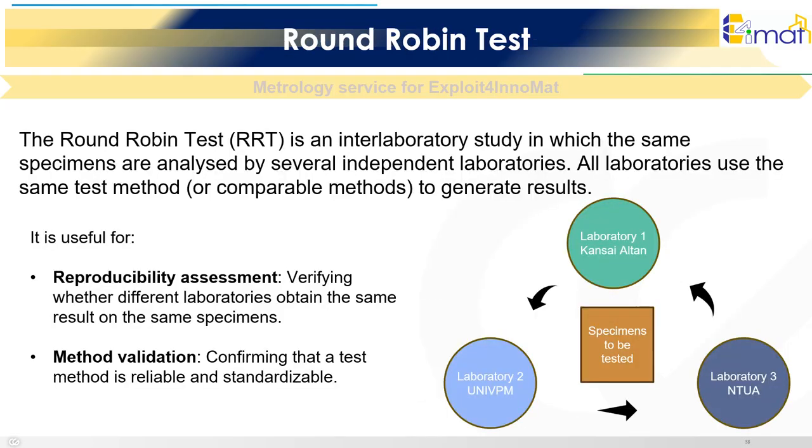Round-robin tests involve multiple laboratories analyzing the same specimens to evaluate reproducibility and validate measurement methods. This is essential for establishing standardized protocols and ensuring consistency across partners in the Exploit 4 INOMAT project.